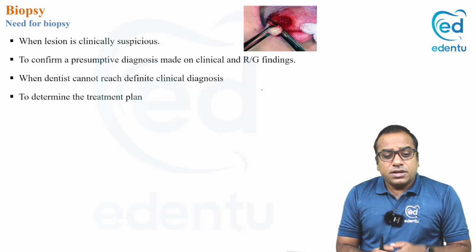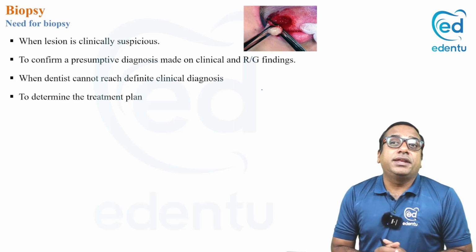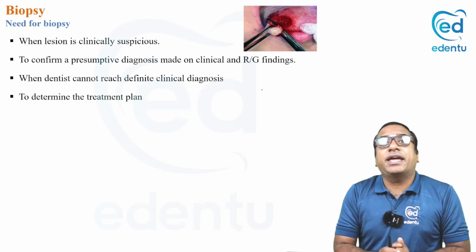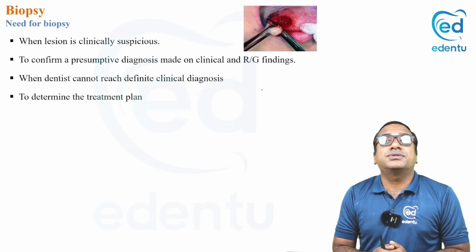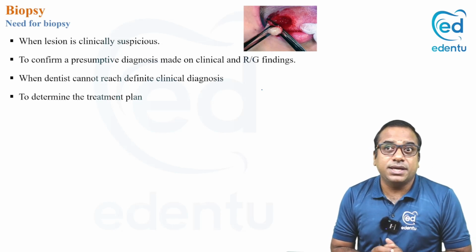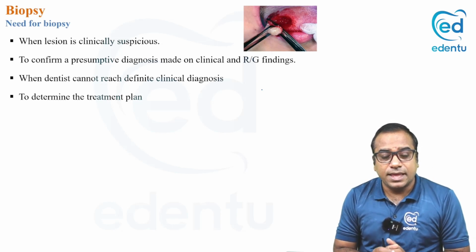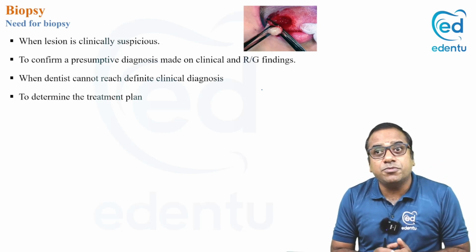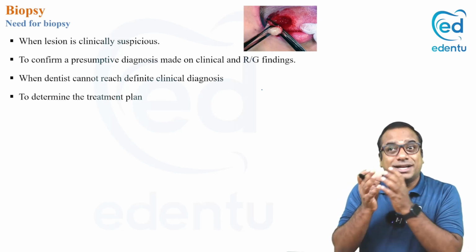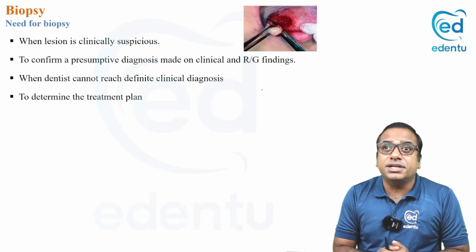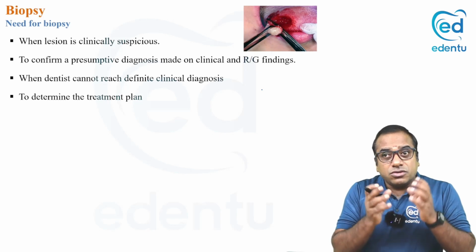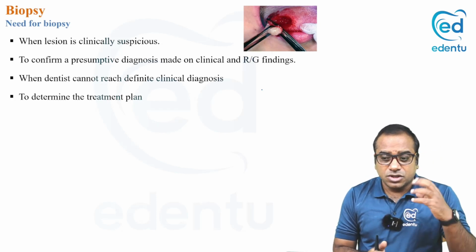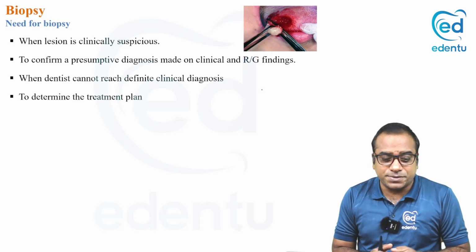Next is when the dentist cannot reach a definitive clinical diagnosis. You have a clinical diagnosis and a radiological diagnosis, but a definitive diagnosis is not there. The confirmative diagnosis is made only after the biopsy report, that is histopathology. Based on the biopsy report, the treatment plan is made, whether surgery has to be performed or chemotherapy, whether it is a malignant lesion or a benign condition, or whether it is a cancer. All those things will be determined, and based on that, a further course of treatment is given. These are a few of the needs for biopsy.